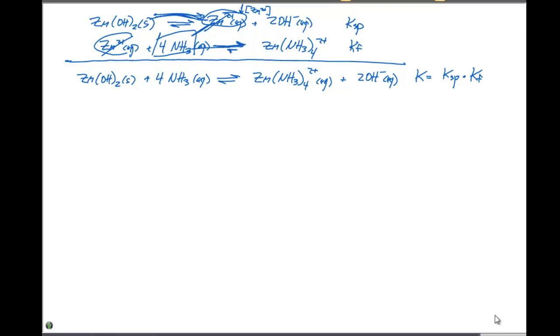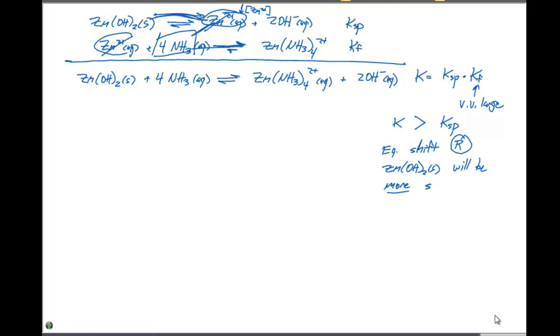If Kf is very, very large, then K is going to be much greater than the Ksp. This is going to tell us that the equilibrium is going to shift over to the right-hand side, and that in this particular instance, our zinc hydroxide solid will be more soluble in NH3 than in water.